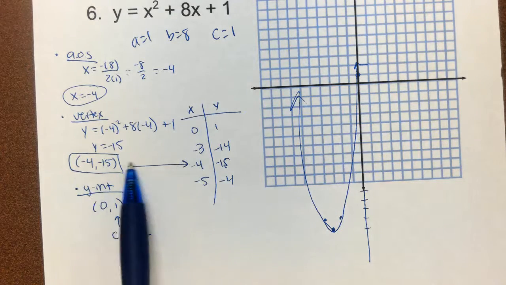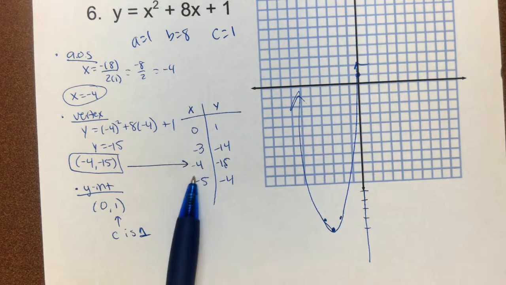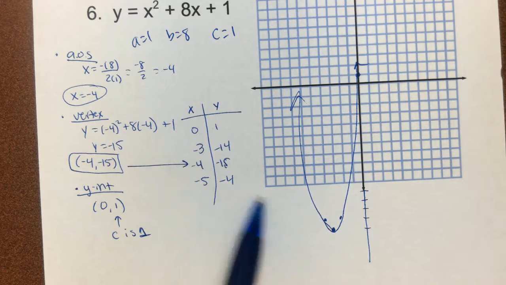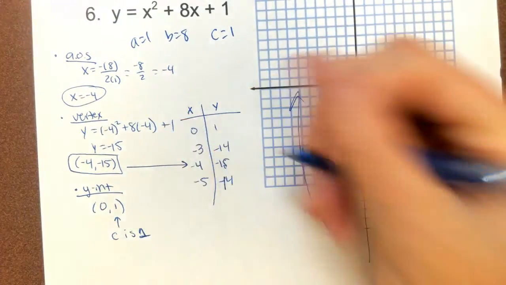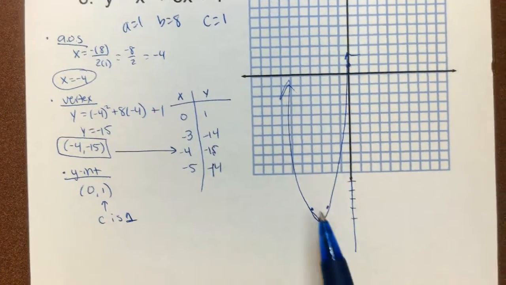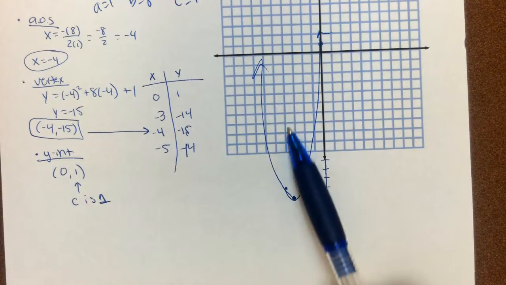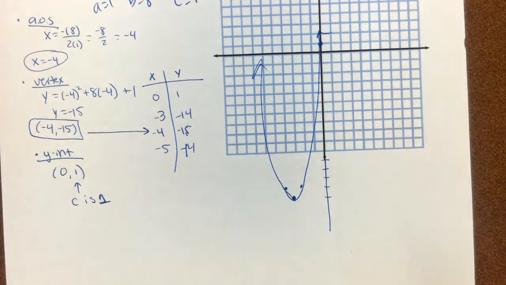I put my vertex in the middle of my table, and I said I need to pick 2 values on either side of this x value. So -3 and -5 are perfect. That's -14, sorry. So when I pulled these values off my table, this is what I got. All I did was extend this y-axis so that these values would fit, but in general, this is what your graph should look like.